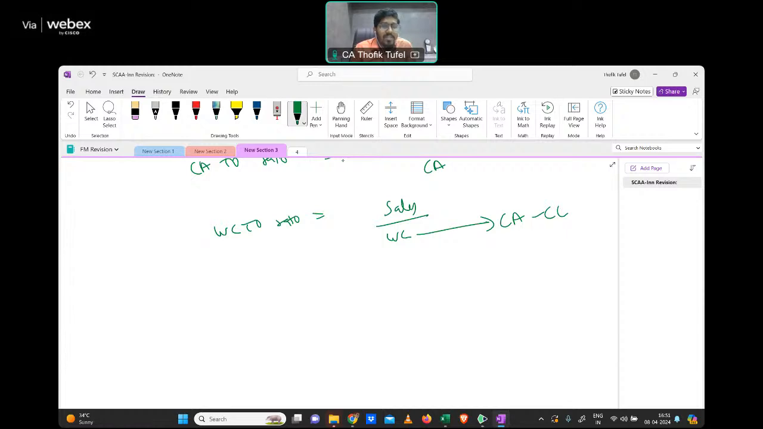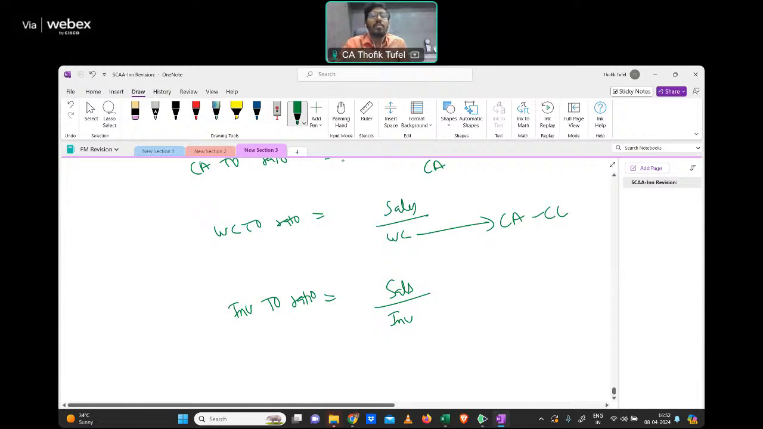Next, the inventory turnover ratio. What is the inventory turnover ratio? Sales divided by inventory. So for every 1 rupee invested in inventory, what is the amount of sales I'm generating? But here you have to note one point. In inventory, profit will not be there. Inventory is always carried at cost. So here profit will not be there, and in sales, profit will be added.